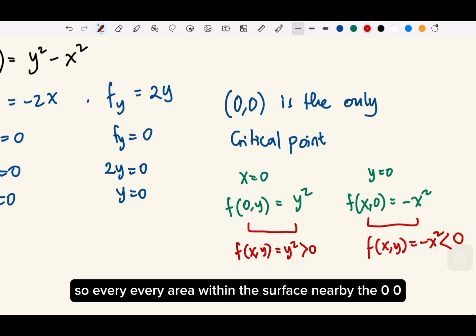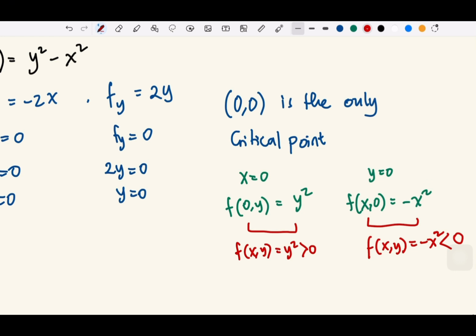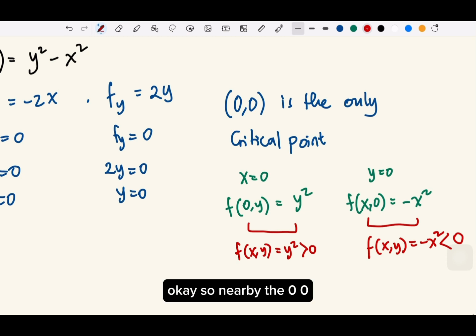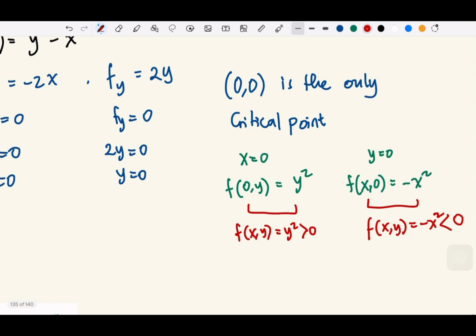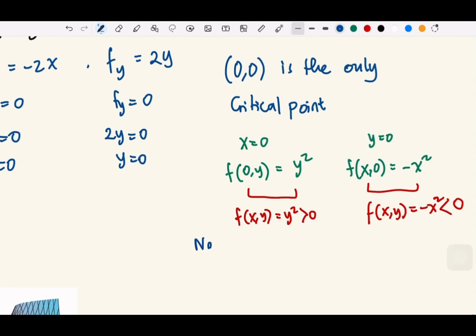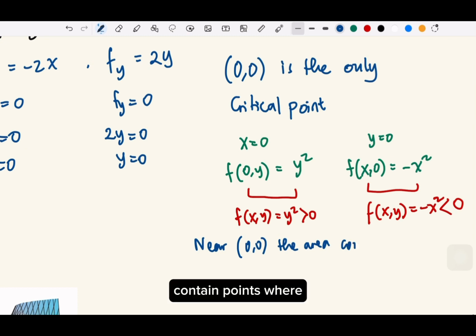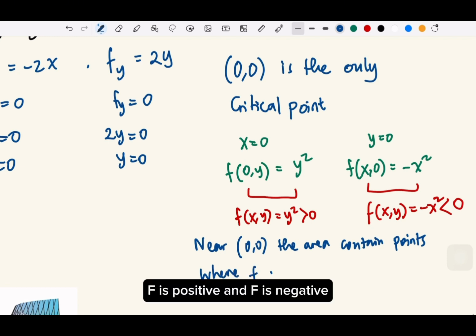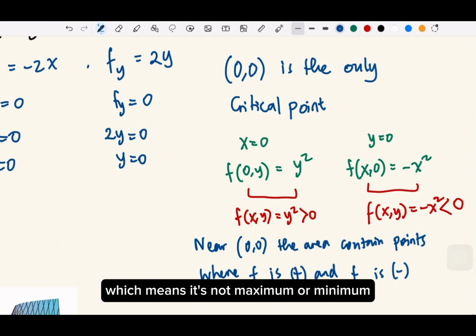So every area within the surface nearby 0, 0 contains points where f is positive and f is negative, which means it's not maximum or minimum, so it's something else.